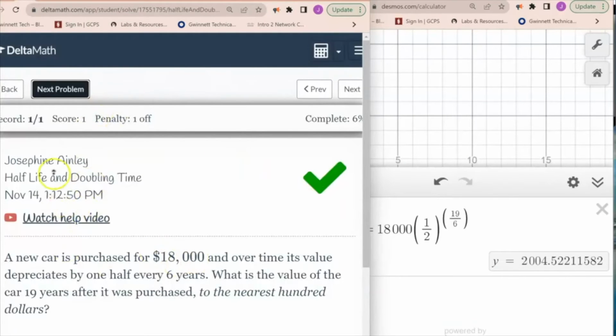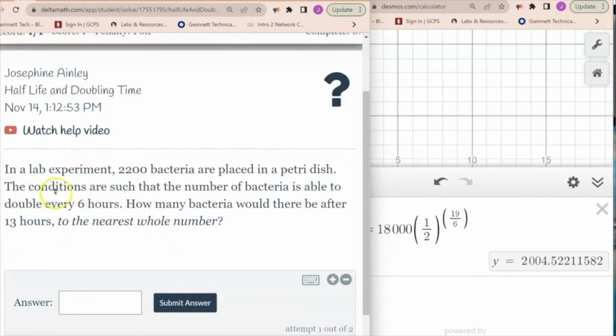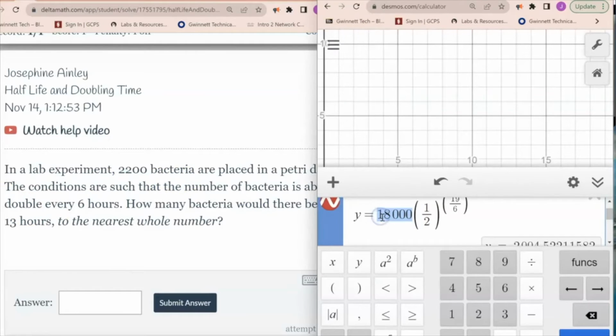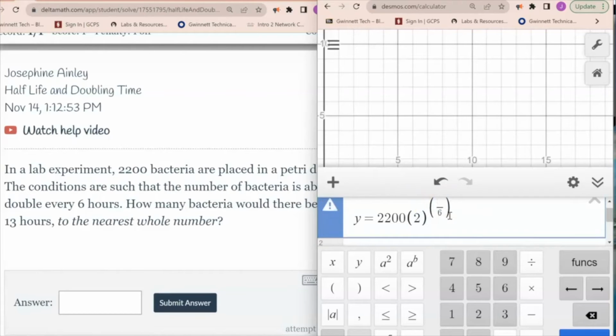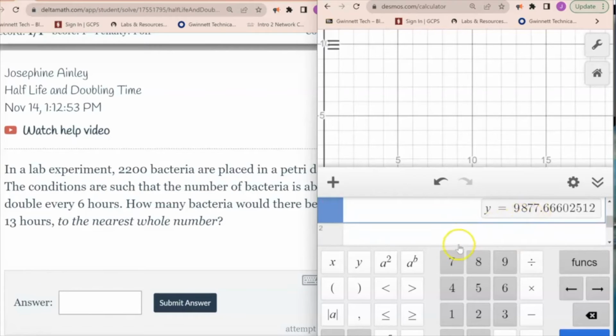All right, and again, in fact, I'll do this question as well, because this one is a double, right? So the same thing, exact same thing. So your starting point is your A, so 2,200. Instead of halving it now, I'm doubling it. So the number is 2. The total number of time, which is 13 hours, over the amount of time it takes to double or to half, which is 6. And so that answer is 9877, blah, blah, blah, to the nearest whole number, which means what?